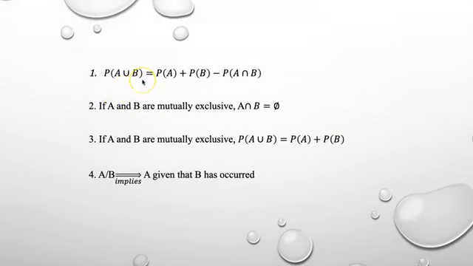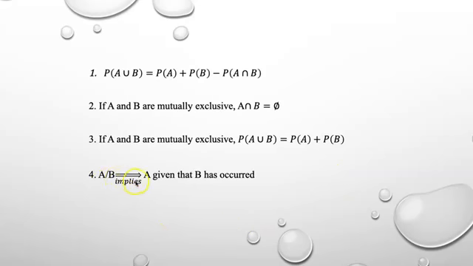Probability of A union B is probability of A plus probability of B minus probability of A intersection B. What is probability of an event? Number of favorable outcomes by total number of outcomes. If A and B are mutually exclusive, A intersection B is empty. And if A and B are mutually exclusive, probability of A union B is probability of A plus probability of B, because probability of A intersection B will be 0 since A intersection B is empty.